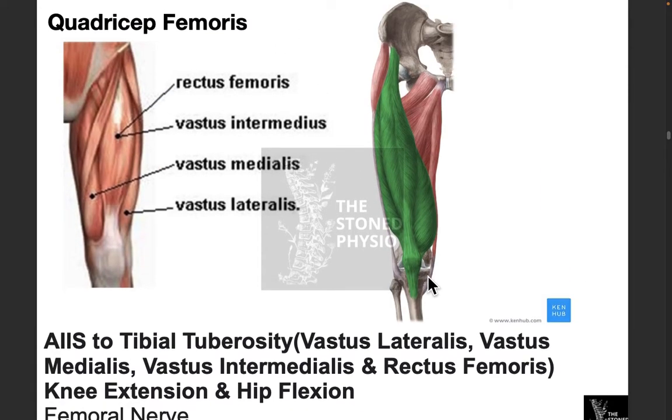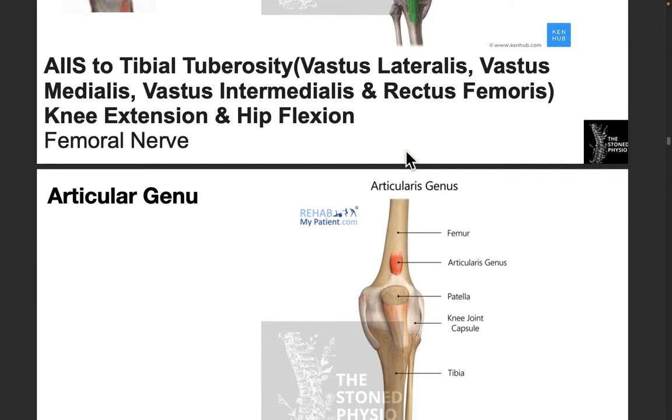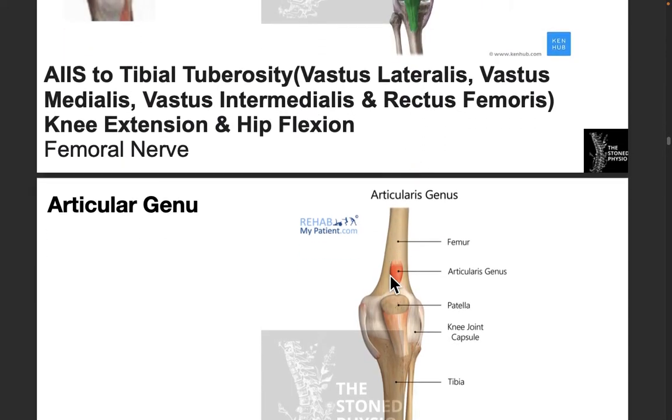Okay. तो we have talked about the quadriceps femoris, we have talked about the sartorius. एक मसल और बची है on the anterior, or you can say on the ventral aspect of the femur, that is the articular genu. Okay, तो articular genu is a small muscle.